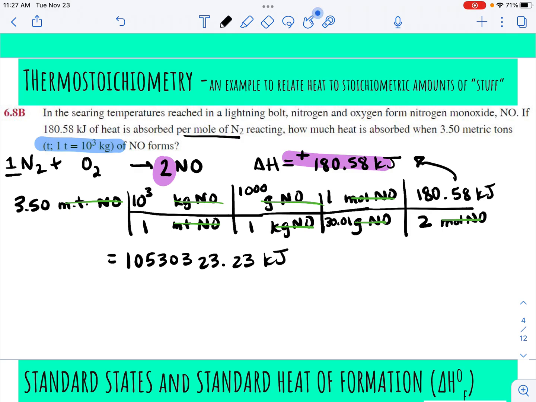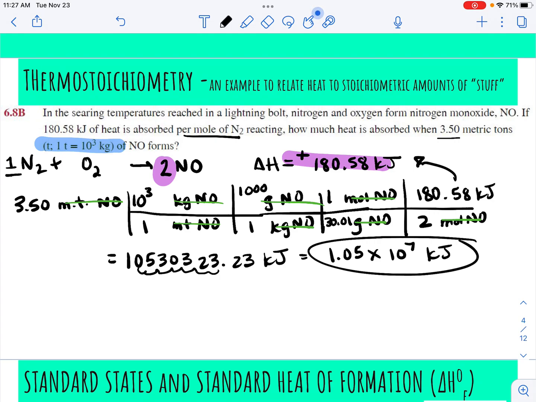And I have to come back and look at significant figures. So the delta H they gave me has lots of sig figs, but my metric tons is 3.5. So I need to round that to 3 significant figures. I'm going to put this in scientific notation. It will be easier. 1.05 times 10 to the 7th kilojoules of heat. So that's how you use the delta H with a thermochemical equation to do stoichiometry.